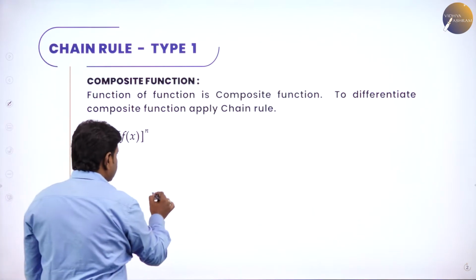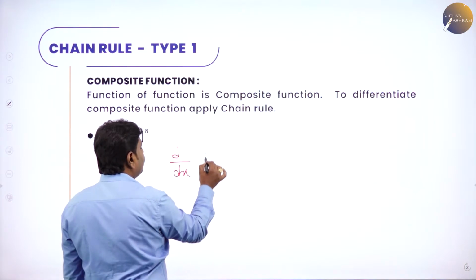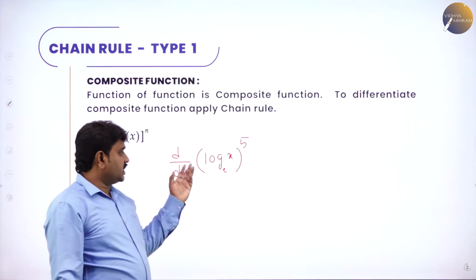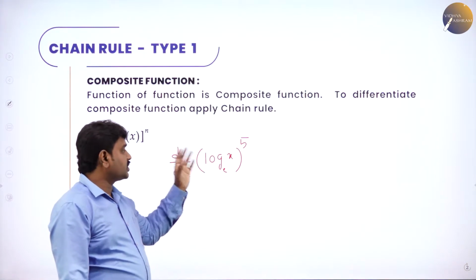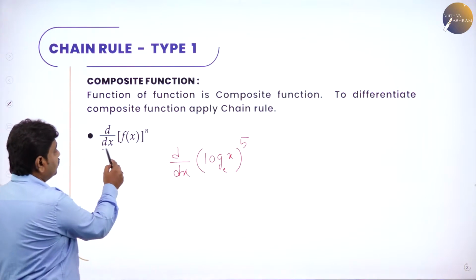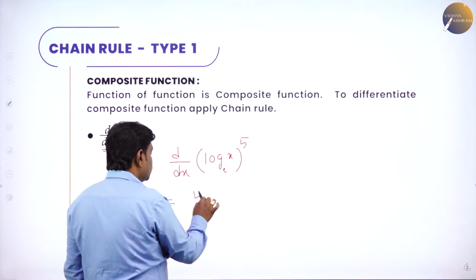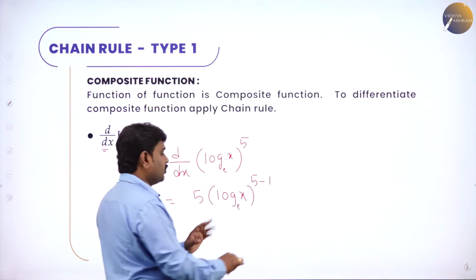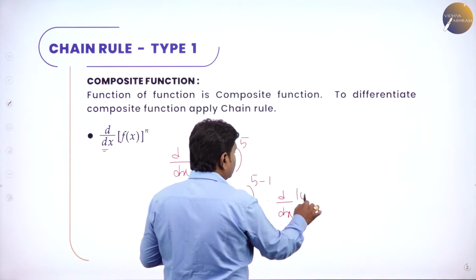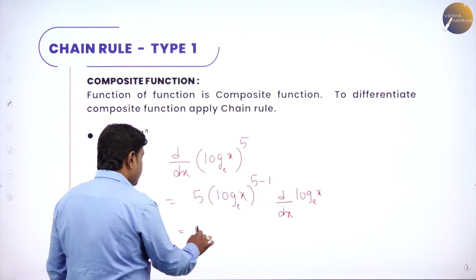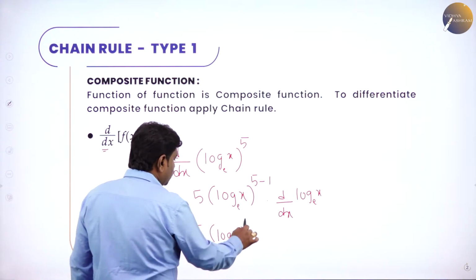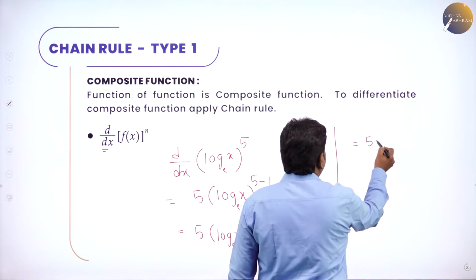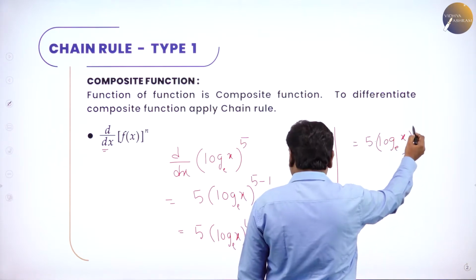And a few more simple examples let us consider. If I ask you to find d by dx of log x, log base e x, whole power 5. My dear students, again, this is in what form? Function of function, function power n. It is in the form f of x power n. It resembles this. So what is the derivative of f of x power n? n into, that is 5 into log x whole power 5 minus 1, into d by dx of the internal function. What is the internal function? Log x. That is 5 into log x power 4 into d by dx of log x, which is 1 by x. So finally, if you simplify, you will get 5 log base e x power 4 by x.